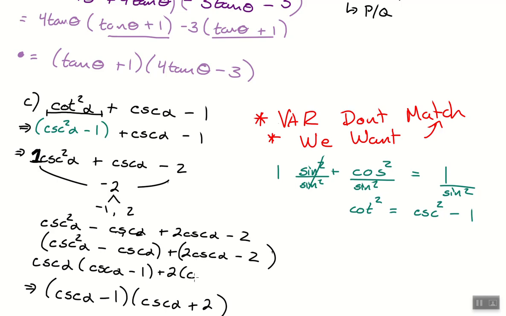2, and it leaves behind a cosecant alpha minus 1 again, right? Notice, cosecant alpha minus 1, ta-da. Cosecant alpha plus 2, ta-da. They're there. The shortcut is grouping, but it just always works out this way with leading coefficients 1. Every time. Okay.